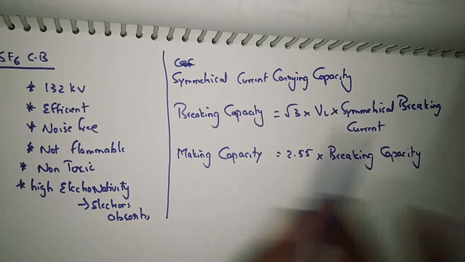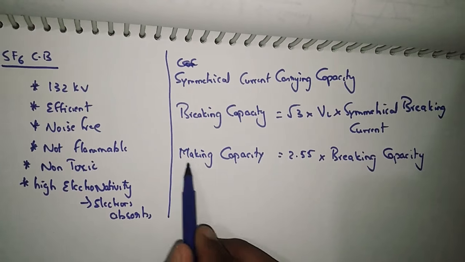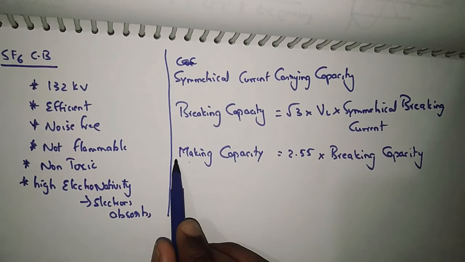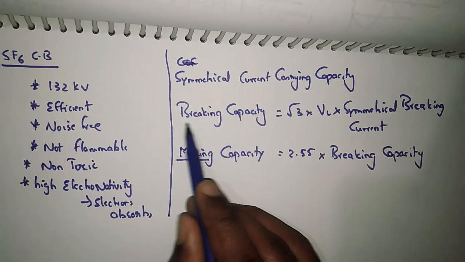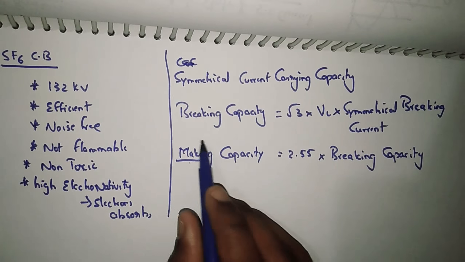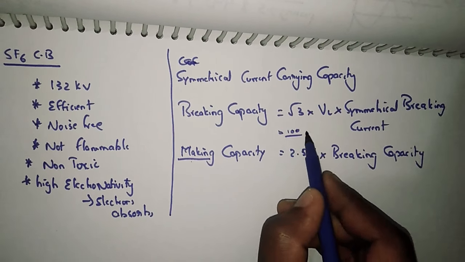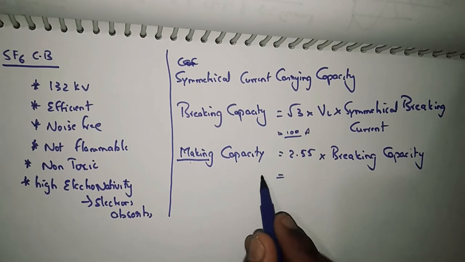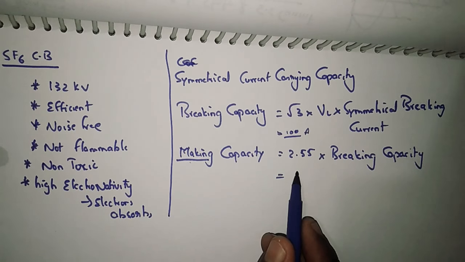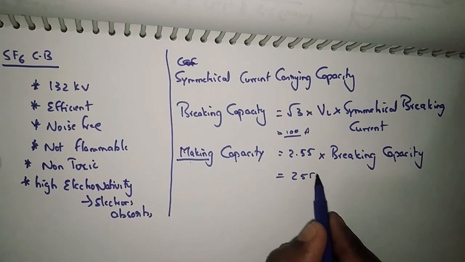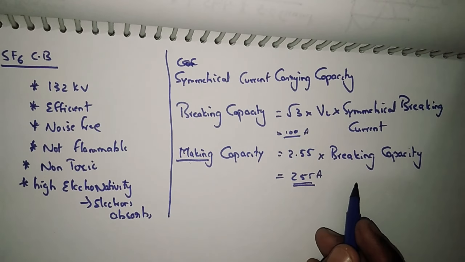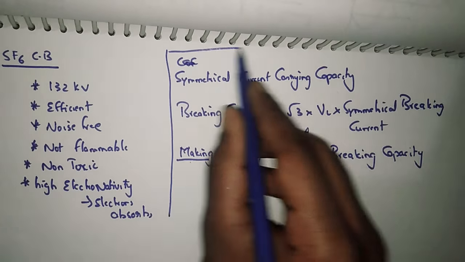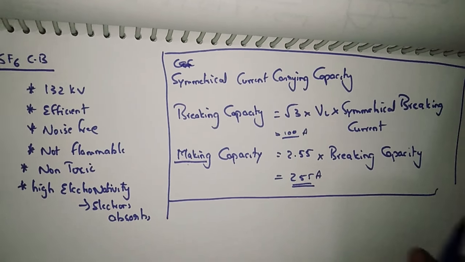Breaking capacity is nothing but symmetrical breaking current, which is used to break a circuit. Whereas to make the circuit, for example, if we want to close this circuit, that is nothing but making the circuit, we should have 2.55 times the breaking capacity. For example, if the total breaking capacity current is 100 amps, it can break the current just below 100 amps. So to make the circuit, we should have greater than 255 amps. It is designed to be like that, and this is all about circuit breakers.